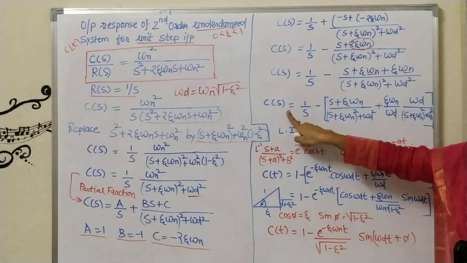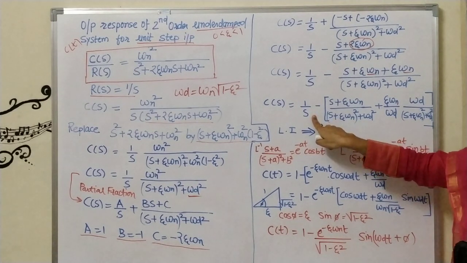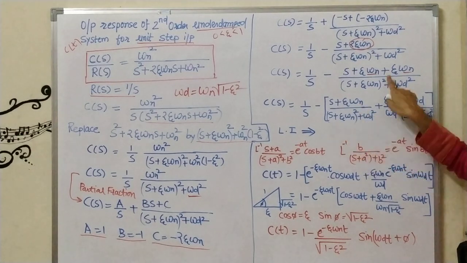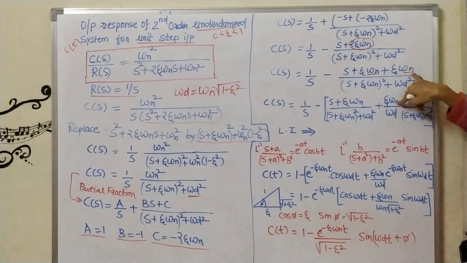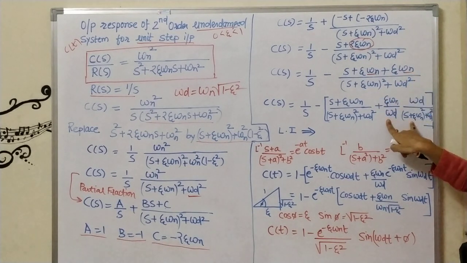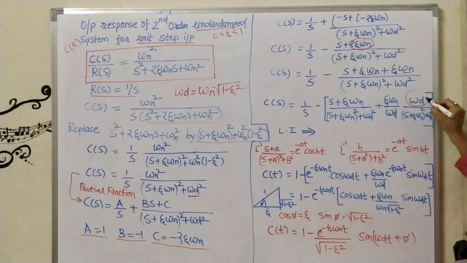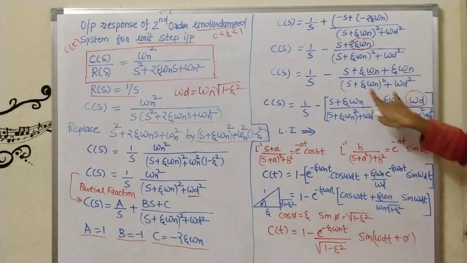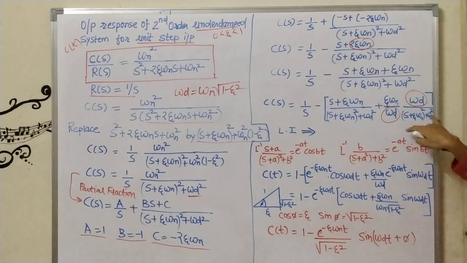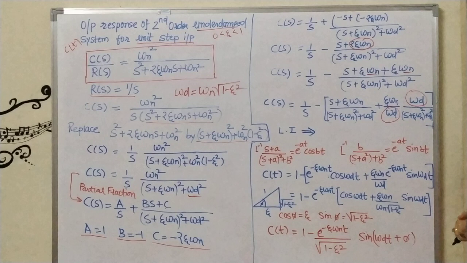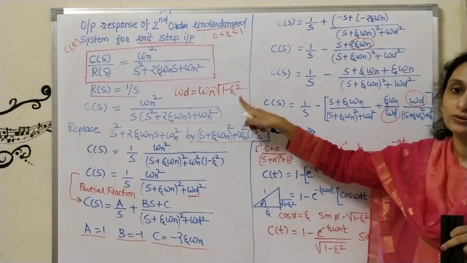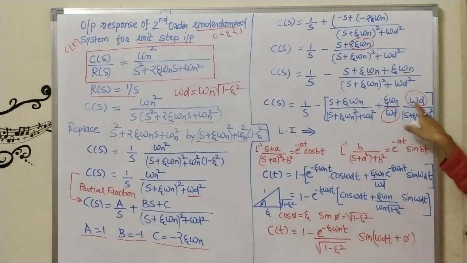Now next, again I have rearranged C of s as, look at this, 1 by s is as it is. Here s plus zeta omega n upon this denominator, plus zeta omega n upon this denominator. Okay, but here I have introduced one more term as omega d, because omega d will get cancelled here. You can check here, zeta omega n upon only denominator part is there. But here I have introduced one more term as omega d, because I know that omega d is nothing but omega n under root of 1 minus zeta square. So this will get cancelled. So I have introduced the term omega d.